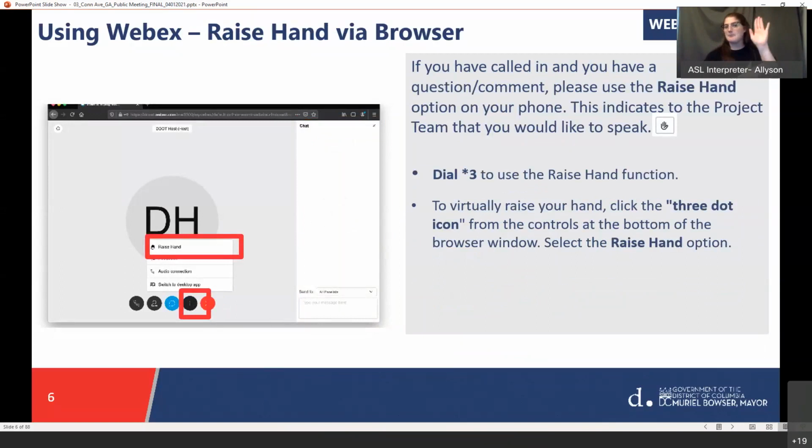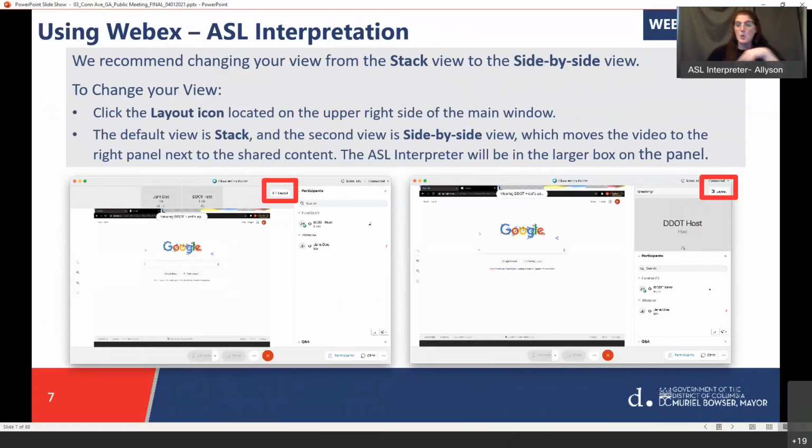We do have an ASL interpreter who joined us for the meeting. In order to view them, click the layout icon located on the upper right-hand side of your main window. The default view is stack view, so you can see them, but an easier view is side-by-side. Click the second view, side-by-side, which will move the ASL interpreter to the right-hand side of your panel, in that larger box.